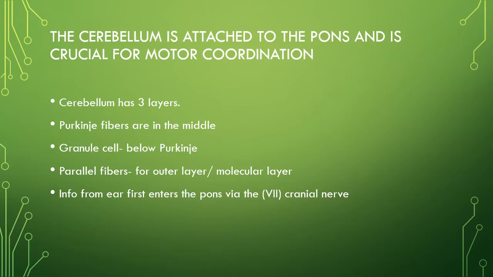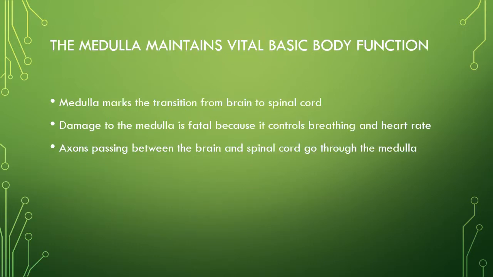The cerebellum has 3 layers. Purkinje cells are in the middle, granule cells below the Purkinje, and the parallel fibers form the outer layer. It's the molecular layer as well. Information from the ear first enters the pons via the 7th cranial nerve. The medulla maintains vital basic body functions. The medulla marks the transitional point from the brain to the spinal cord. Damage to the medulla is fatal because it controls breathing and heart rate. Axons passing between the brain and spinal cord go through the medulla.